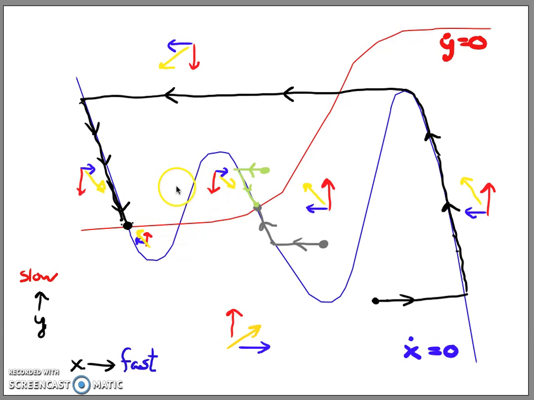So I think that's enough. I've just shown you how you can sketch several different trajectories on this phase plane using the knowledge of the general direction of flow for x and y, and also the fact that x is a fast variable and y is a slow variable.